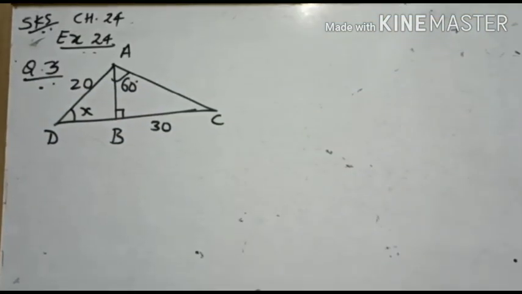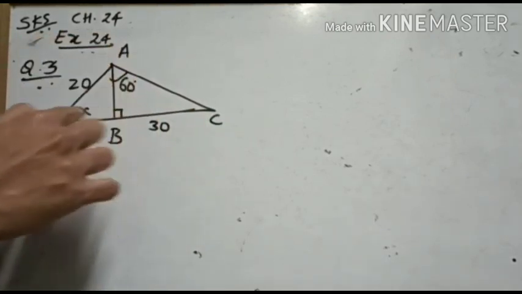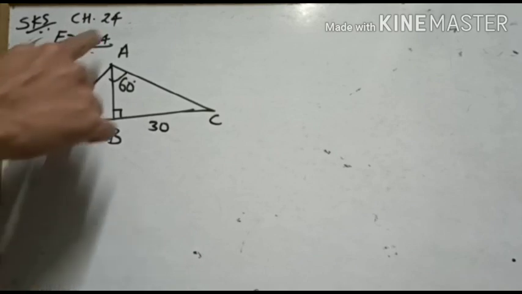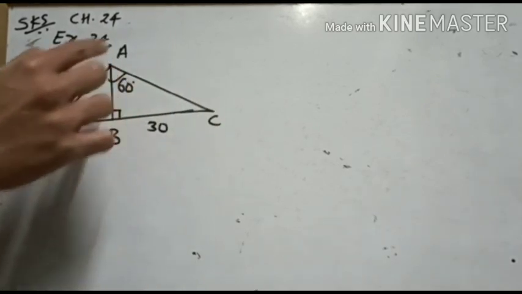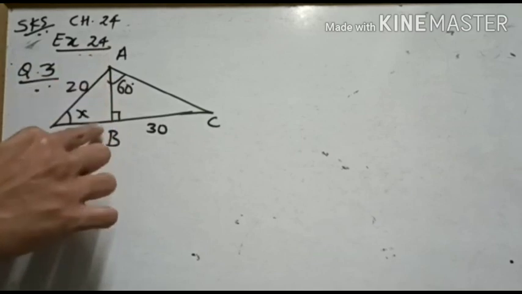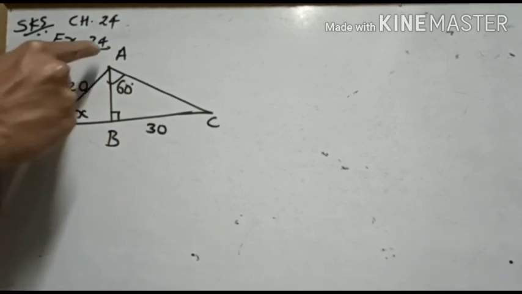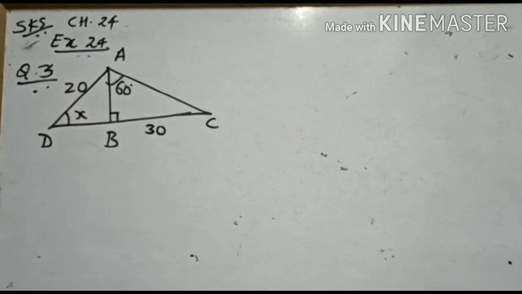We are moving to question number 3. Over here they have given us two right angle triangles, triangle ABC and triangle ABD. In triangle ABC we are given one more angle, that is angle BAC is 60 degrees, side BC is 30. In triangle ABD they have given us angle ABD as 90, side AD as 20, and we are supposed to find out the measurement of angle D. Let us see how we can find it out.